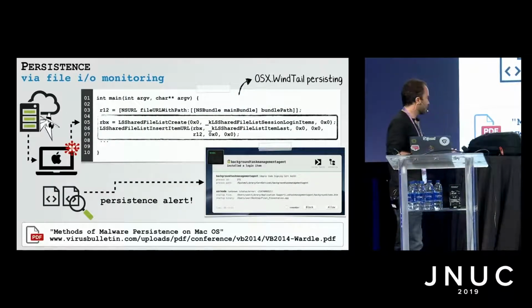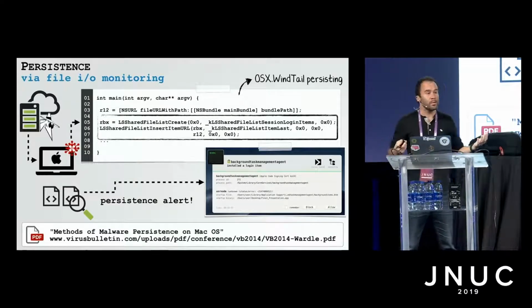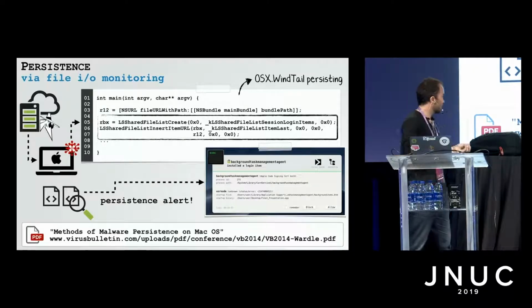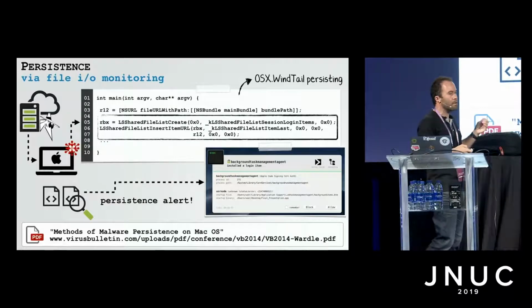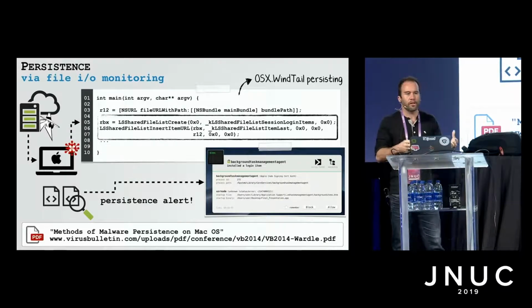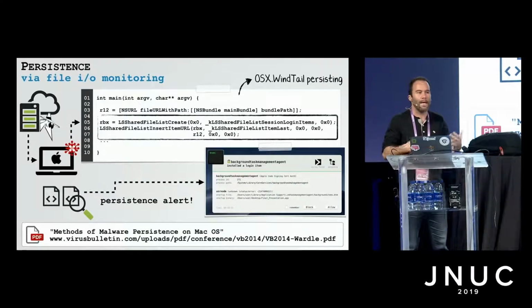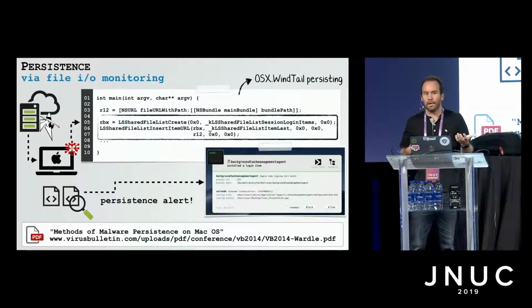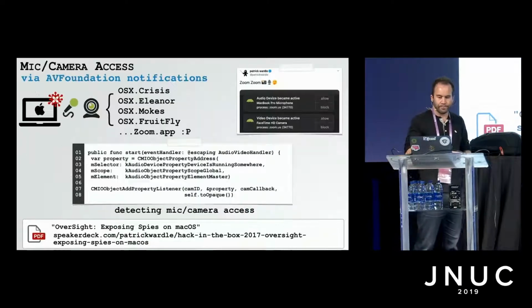So let's start with persistence. The majority of Mac malware is going to persist. So very easily what we can do is simply monitor the file system and look for persistence attempts. Here, for example, WindTail, which persists as a login item: since we are watching for new login items, as soon as it installs itself on the system, we get an alert, regardless of whether it's been repurposed or not, because it's still going to be persisting as a login item.